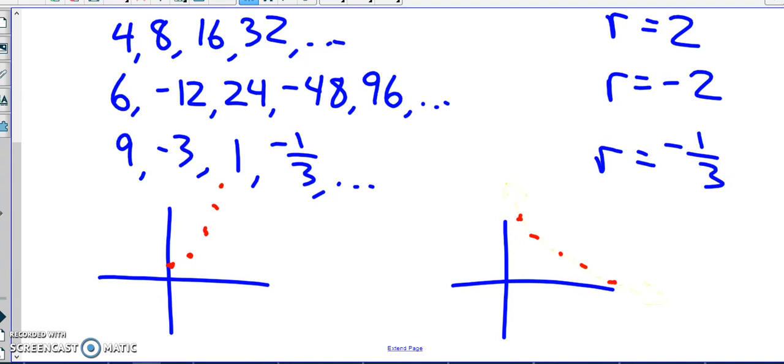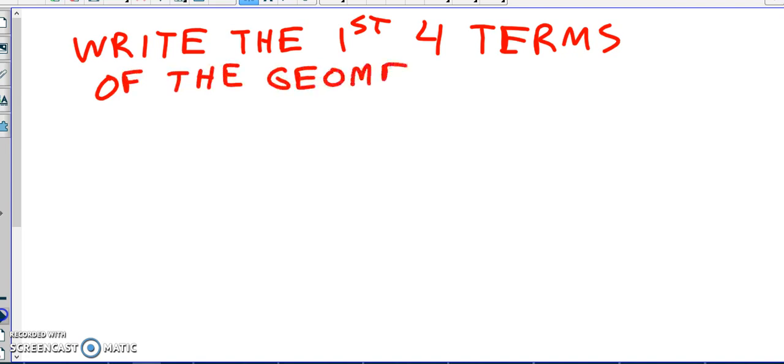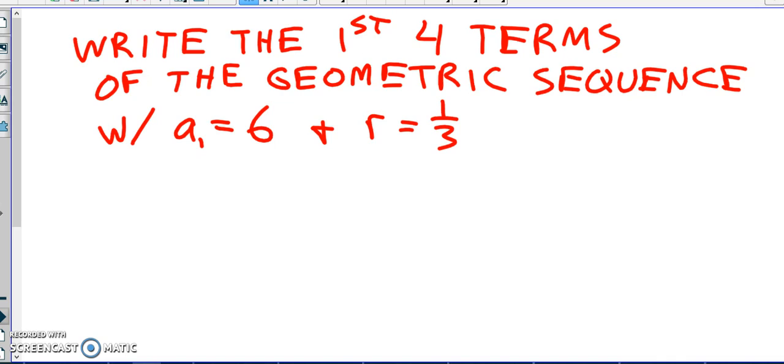Now, for example, write the first 4 terms of the geometric sequence with first term, we'll call it A1, 6, and the common ratio 1/3. Oh, did I say 4? I meant 6. We're supposed to have 6 terms here. We'll make that into a 6. Anyway, A1 is 6.